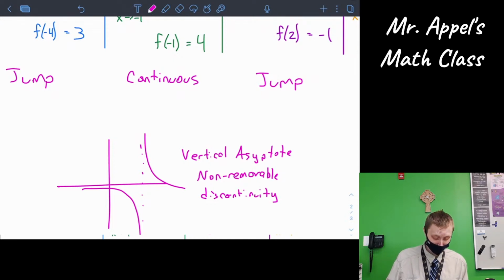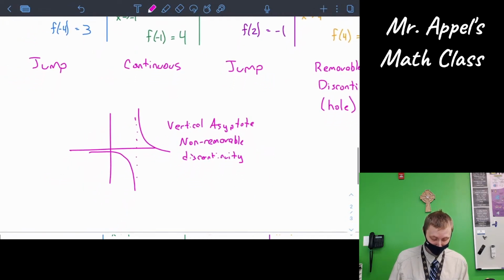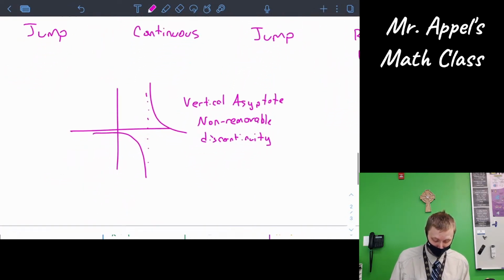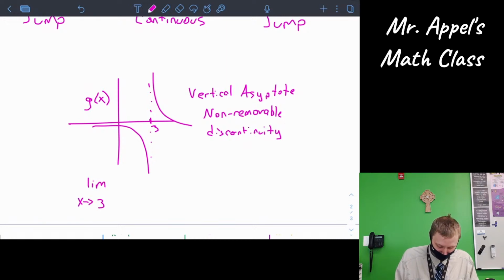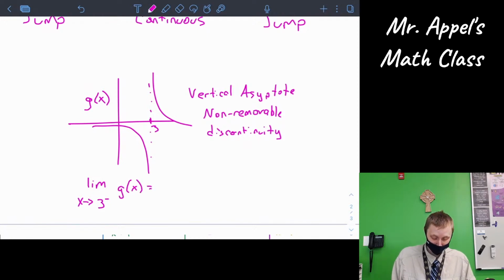That's the other option. And for the sake of completeness, let's go ahead and run the limits on that. Let's call this g of x, and I need a number here. We'll go with 3. So the limit as x approaches 3 from the left of g of x is going to be, from the left side, getting closer and closer, I drop all the way down to negative infinity.